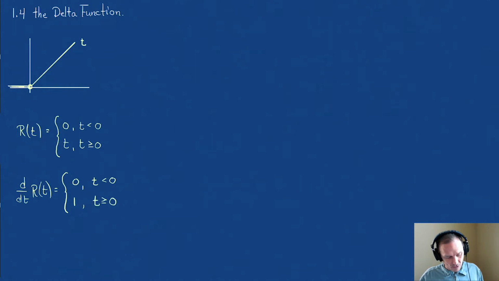Now I'm going to draw this picture, maybe in blue too. This is the blue graph. This says we're at 0 up until we get to 0. And then when we get to 0, we're not at 0 anymore. We jump up to 1.